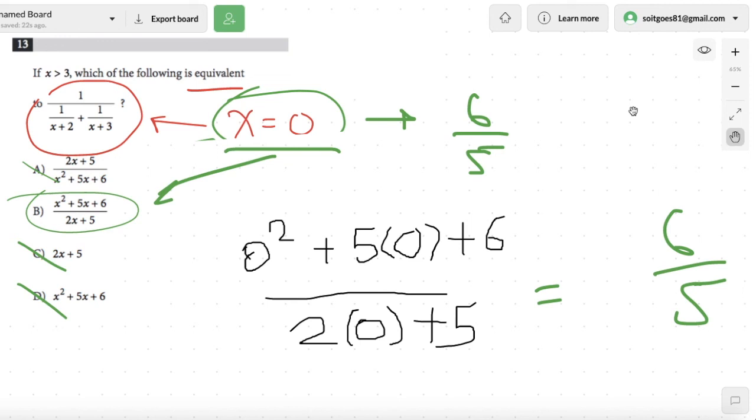But always be aware. They like saying, you know, if x is greater than 3, x is greater than 4, trying to throw you off, right? They're trying to keep you from doing this strategy. But you know better now. If you understand what an equivalent expression means, x can be anything. You can really simplify this. Any questions?